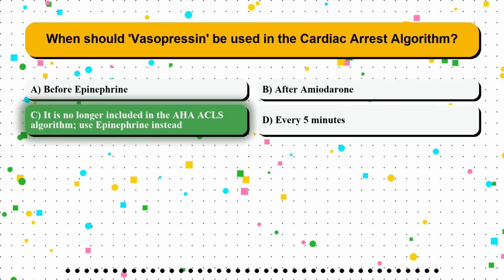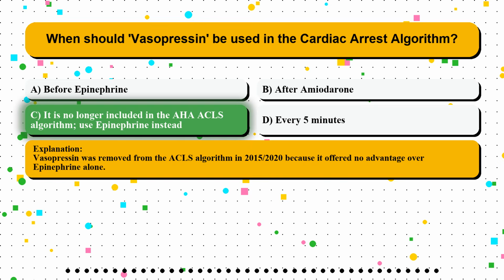The correct answer is option C, it is no longer included in the AHA ACLS algorithm, use epinephrine instead. Vasopressin was removed from the ACLS algorithm in 2015/2020 because it offered no advantage over epinephrine alone.